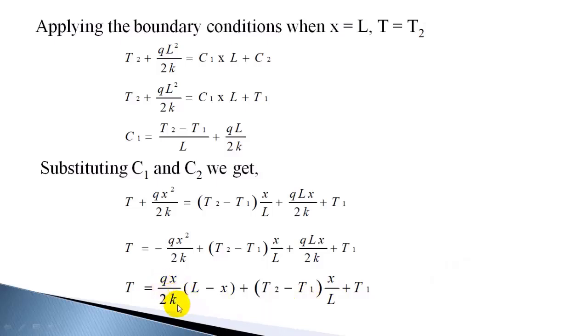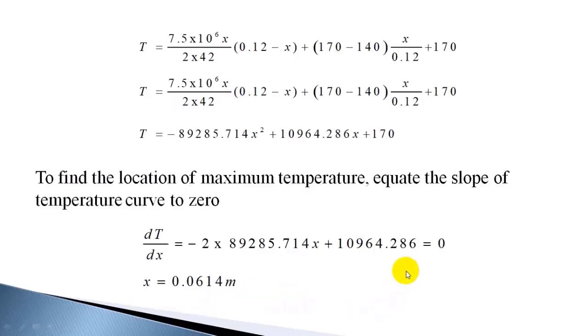The heat generation rate is given, thermal conductivity is given, the thickness of the wall is given, all temperatures are given. Let us substitute that. So Q is 7.5 into 10 raised to 6 watts per meter cube, and thermal conductivity is given as 42 watts per meter Kelvin, and the thickness of the wall is 0.12 meter, and temperatures T1 and T2 are 170 and 140.